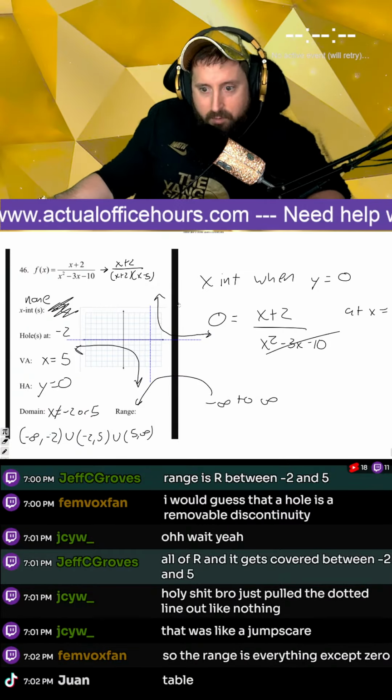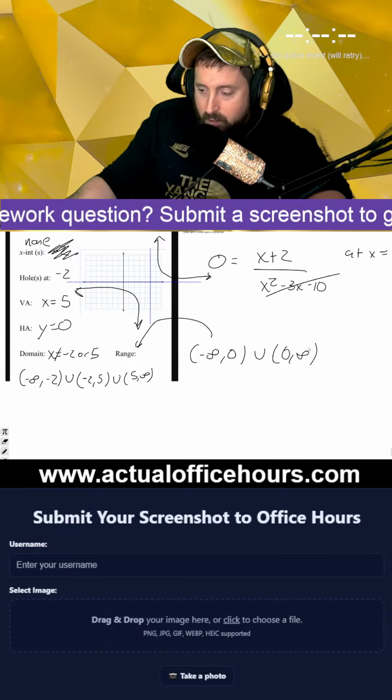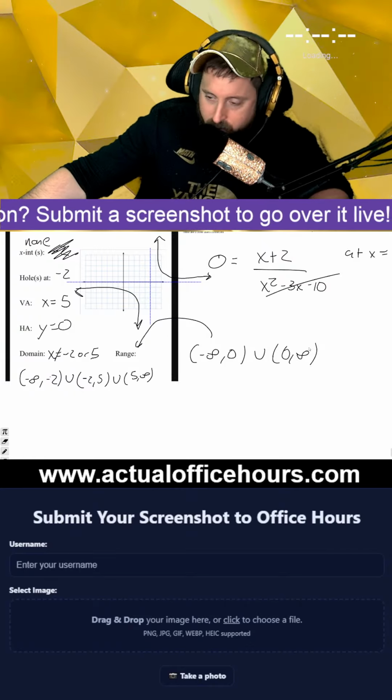Cool. Yeah, the range is everywhere except for 0. Yes, actually, you are right. So the range is from negative infinity, comma 0, union 0, comma infinity. Nice, done, cool, and we did it in under 2 minutes, or close to it, so happy.